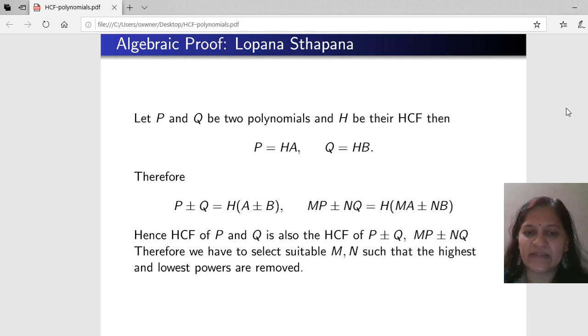So here in this method we have to select the suitable factors M and N so that the highest and lowest powers are removed. This last sentence is very important. We have to choose suitable factors M and N so that the highest powers and lowest powers are removed. Now let us solve some examples.